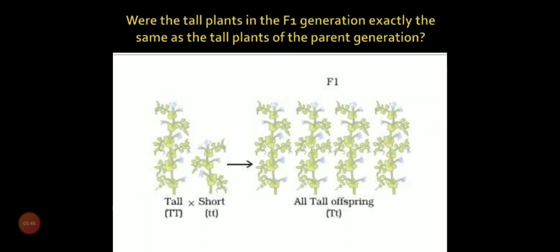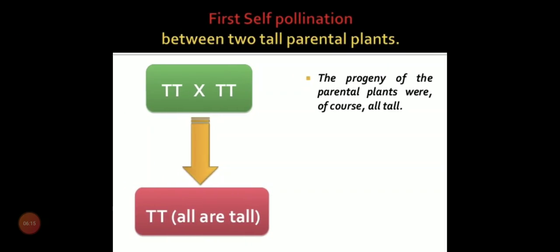Now the question arises, were the tall plants in the F1 generation exactly the same as the tall plants of the parent generation? This is something that needs to be known, because in the parents it was homozygous, that is capital T capital T, and in the offspring we are getting capital T small t. So I want this answer from you: can we say that the tall plants in the F1 generation are exactly the same as their parents, or different?